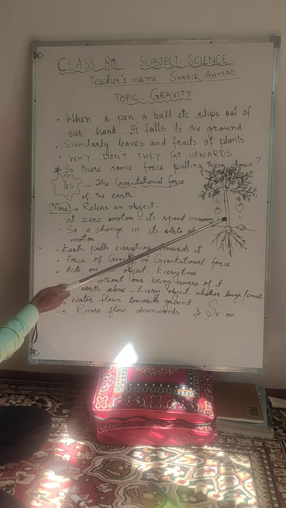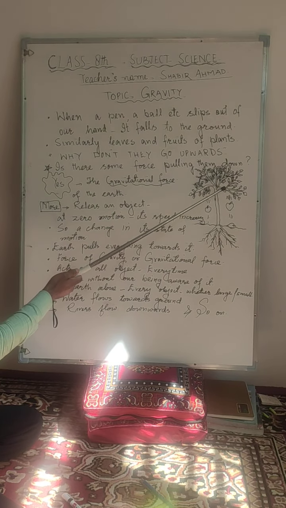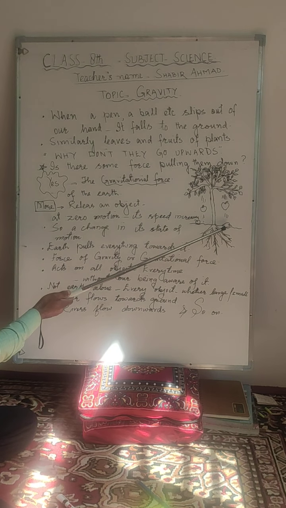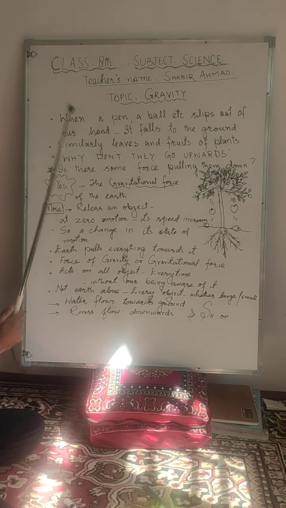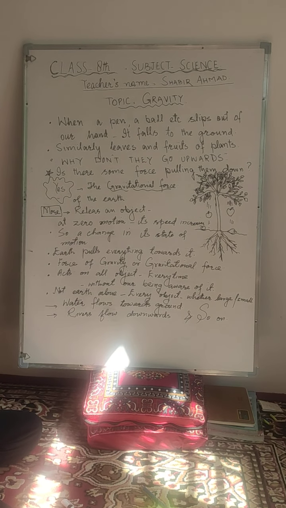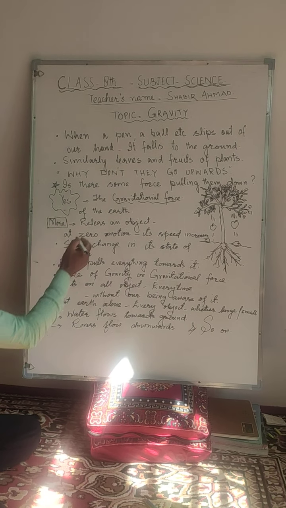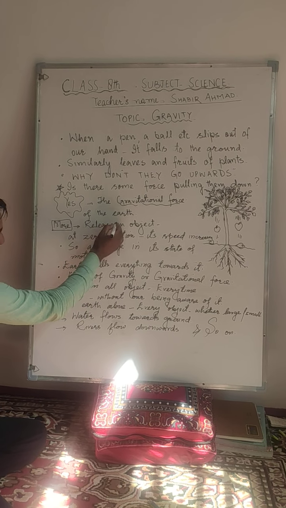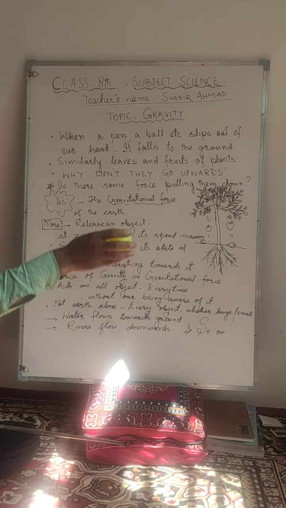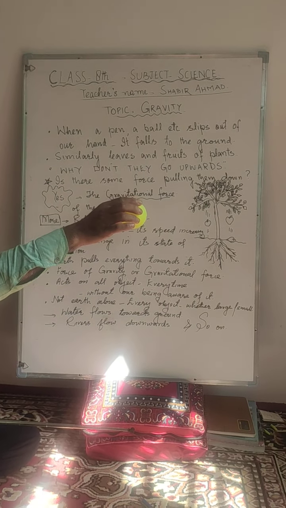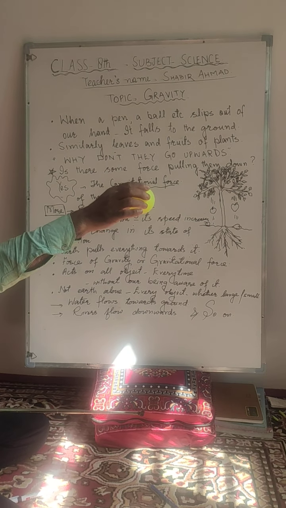Like here, I have tried to draw a tree. An apple falls off the tree, it falls to the ground. Another apple falls off the tree and falls to the ground. Right? Whenever we release an object, it starts from zero motion. Like a ball in my hand, it's in the state of rest, which we call zero motion.